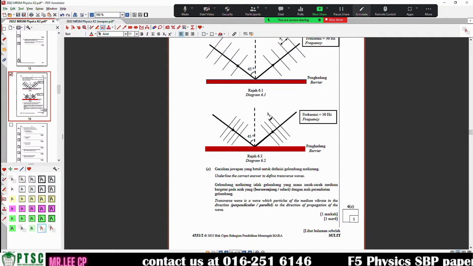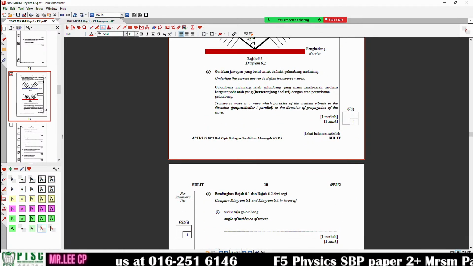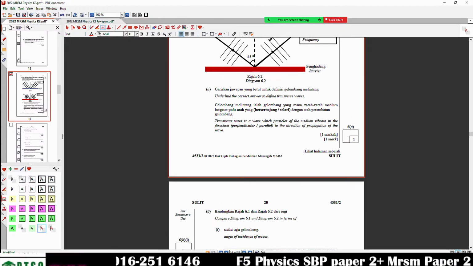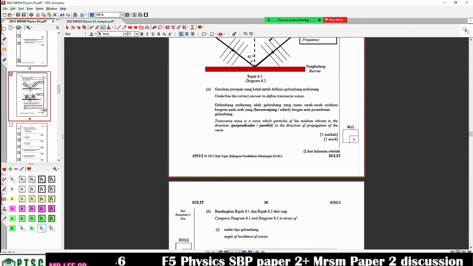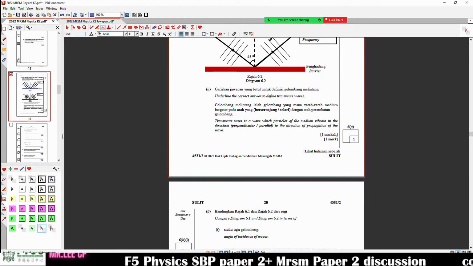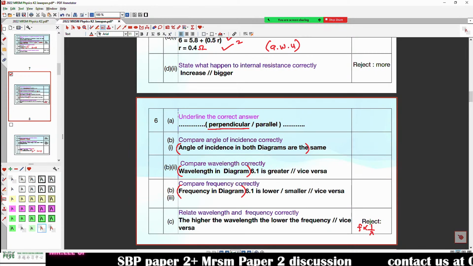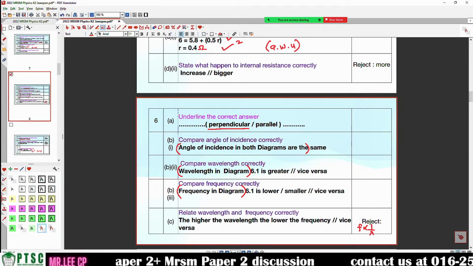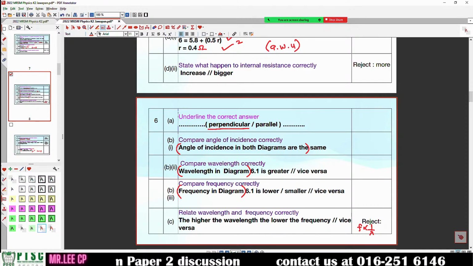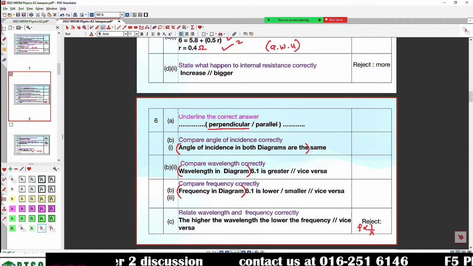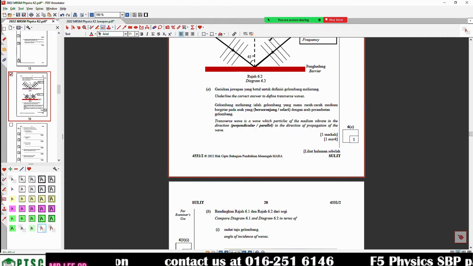So, before we see the answer, right? The incident angle is 6.1 and 6.2. Same as, equal. I think they will mark you wrong if you write equal. Right? Same as this one, no reject, but you better write angle of incident in both diagram are the same. Alright, incident angle in the diagram 6.1 same as the 6.2. Okay. Don't write equal.